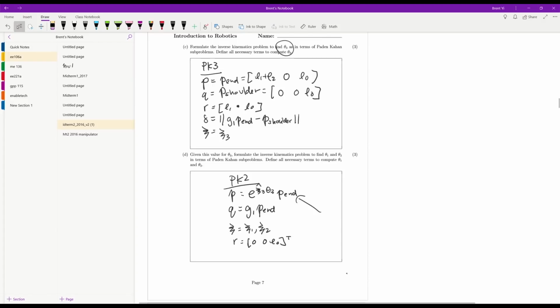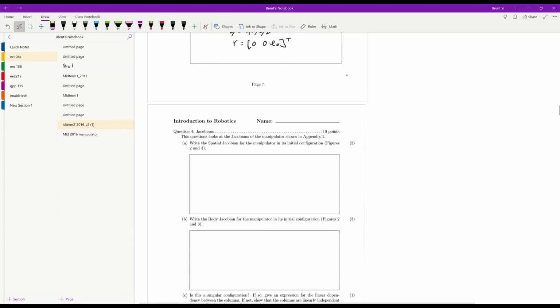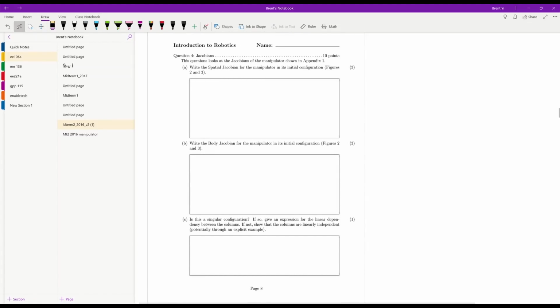Yeah, let's move on to the next question, which is question 4. And this question looks at the Jacobians of the manipulator shown in Appendix 1. So again, this is the same manipulator as before. And the first part of it tells us to write the spatial Jacobian for the manipulator in its initial configuration. Figures 2 and 3. Let's look at figures 2 and 3.